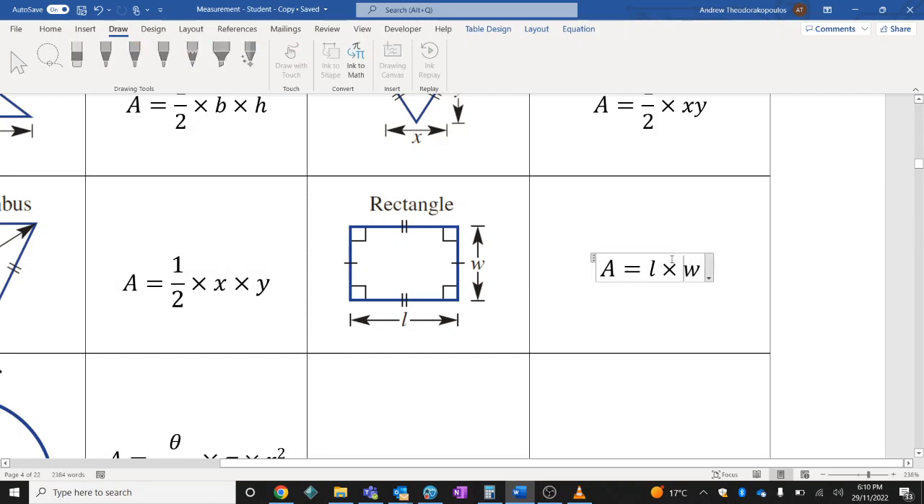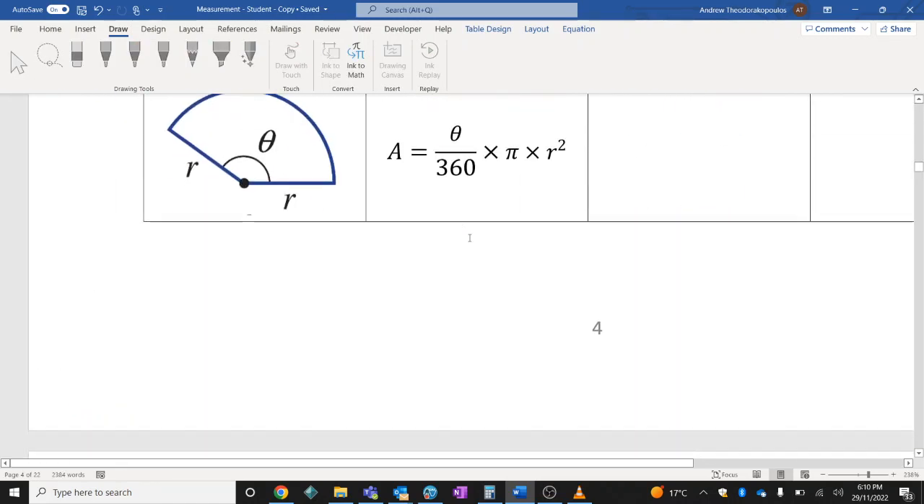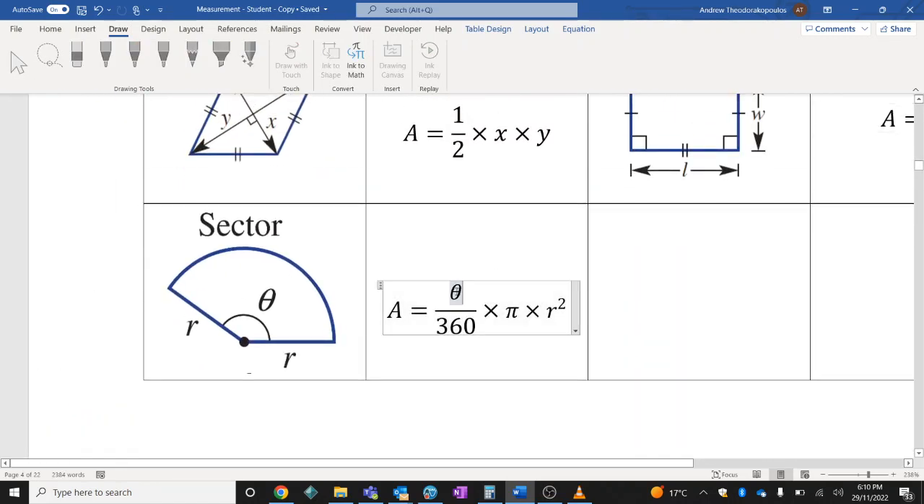Rectangle, you should all know by now, just length times width. And a sector, just like we did in the previous lesson, is theta, which is the angle inside the slice of pizza that we like to call it, over 360 times pi times radius squared, and your radius is whatever your radius is of this sector.